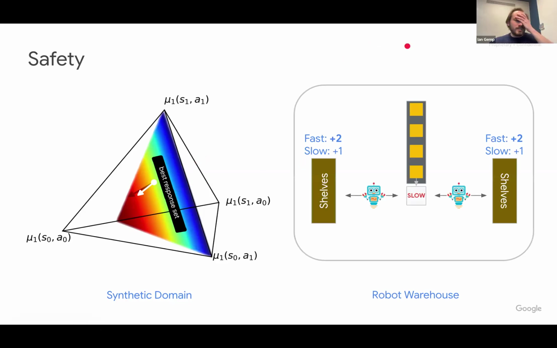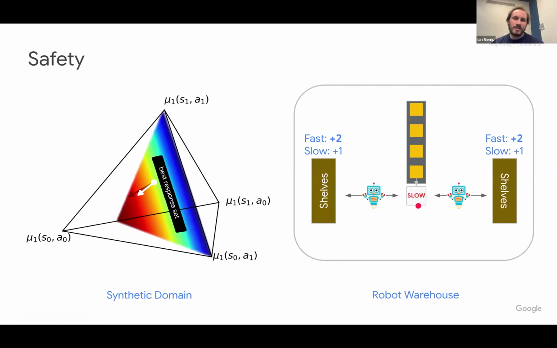But we then looked up a story for a different domain. This is a small grid world MDP. In this case, you have some robot warehouse. You have packages that are arriving off some conveyor belt. These robots need to go to this region to pick up the package and then bring it to the shelves.